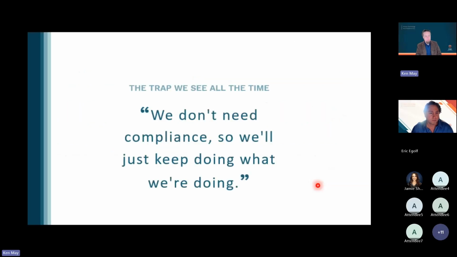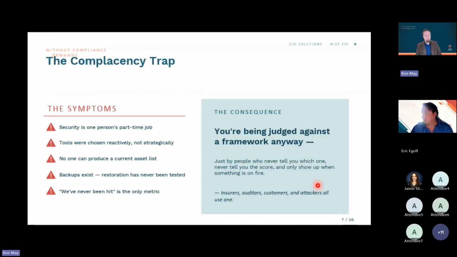So one of the traps we see a lot is businesses sometimes are operating under the mindset of, you don't need compliance. We're not bound to any compliance. It's just an additional cost. So let's just keep doing what we're doing. But I like to call that the complacency trap. The problem there is you're banking on not knowing what you don't know. And that can be very, very difficult. And if you haven't been breached, if you haven't had an attack, then you can be lulled into this sense of peace.